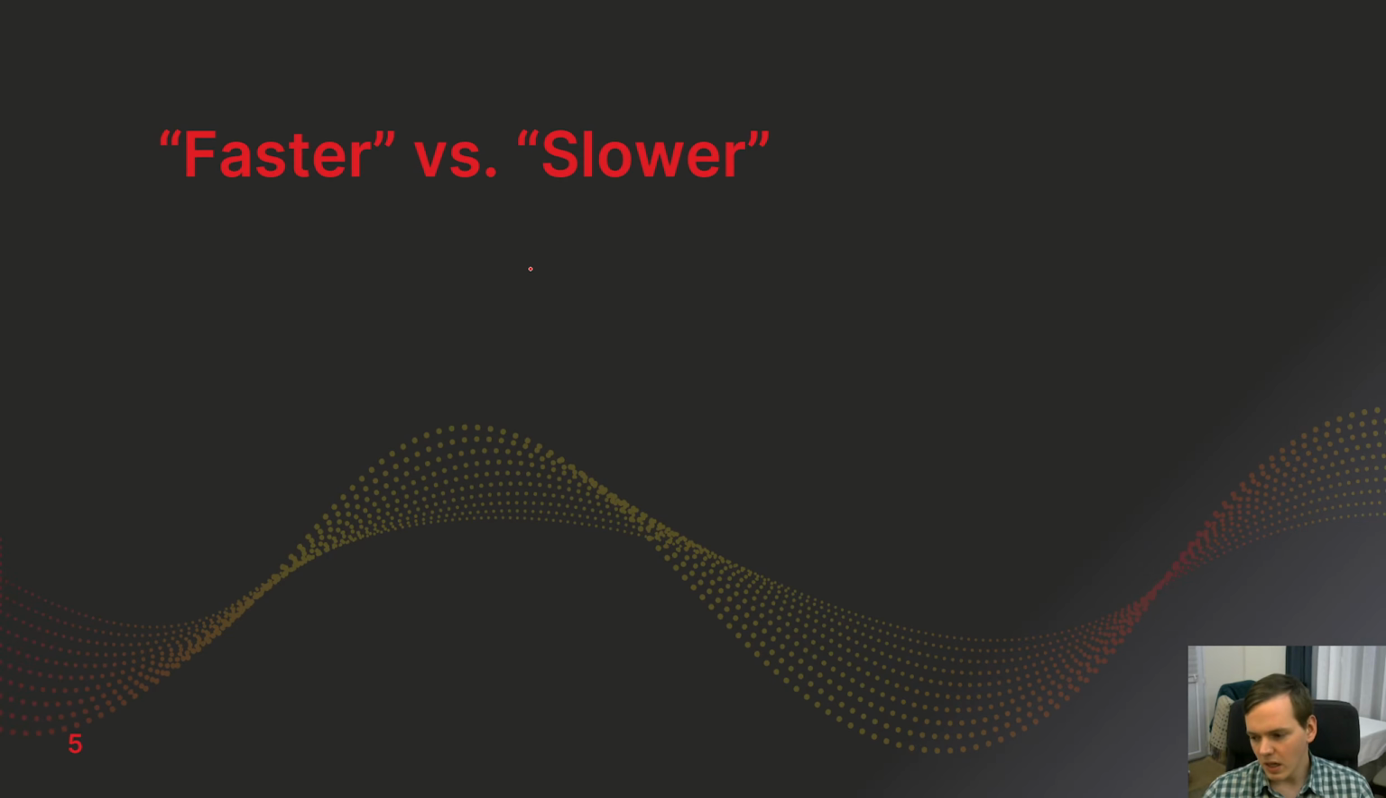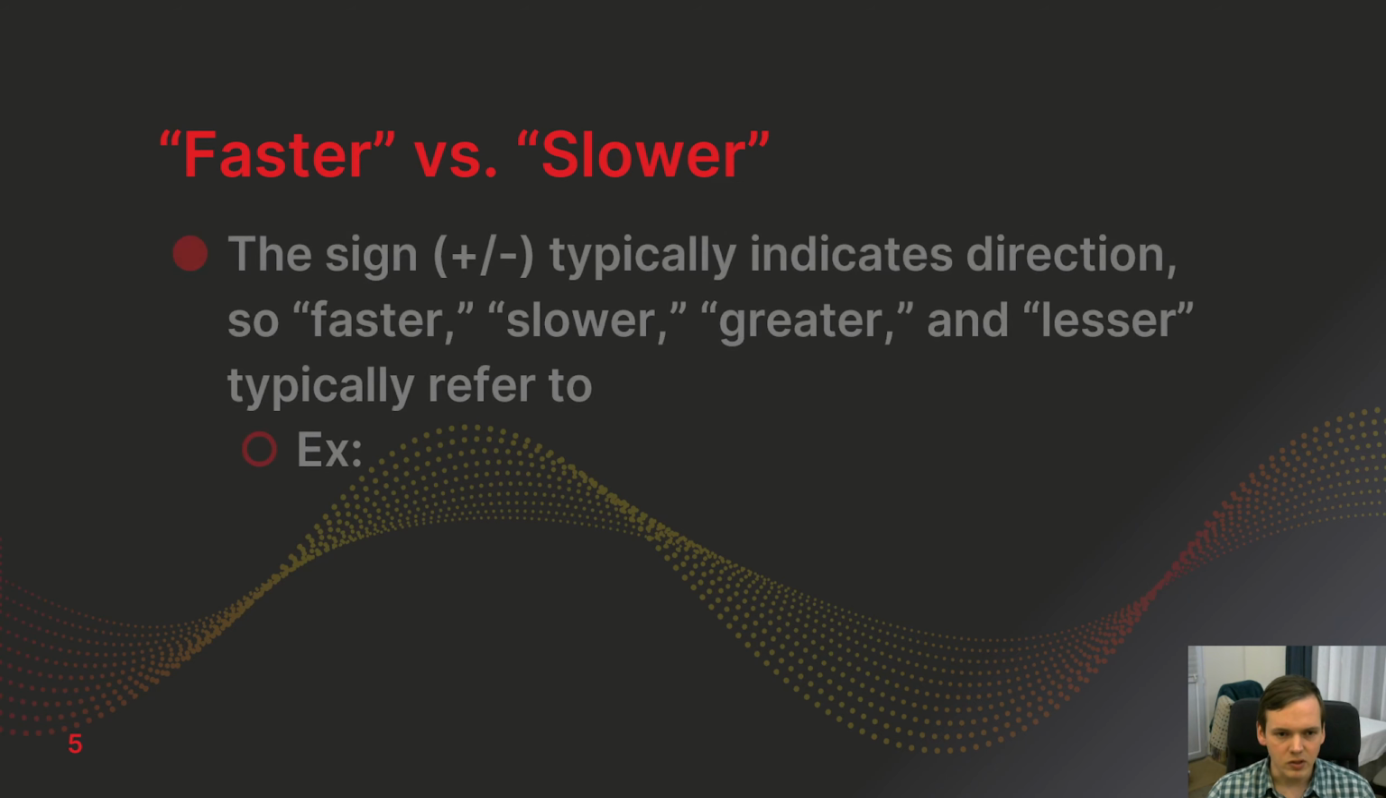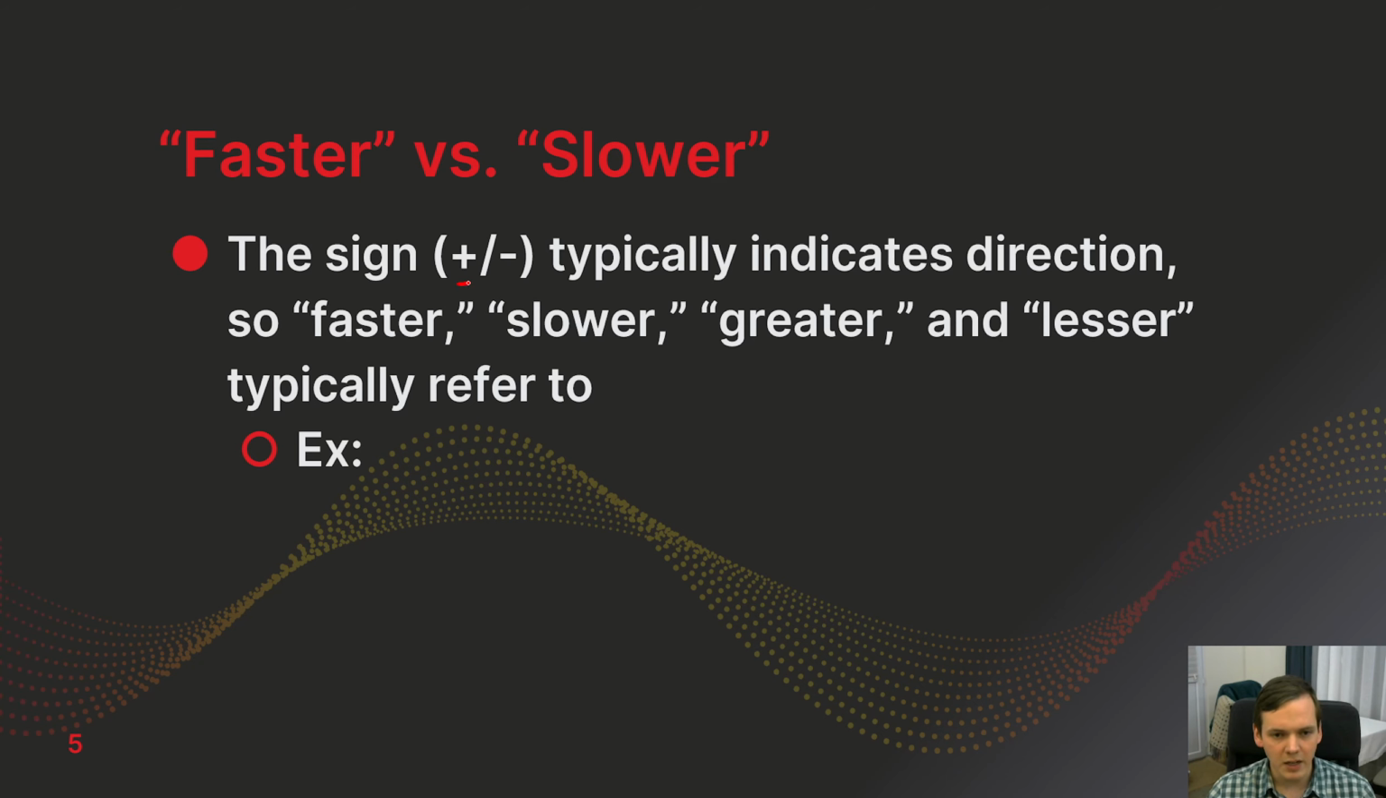So what we want to talk about here now is faster versus slower. Because the sign, positive and negative, typically indicates direction, we might say faster or slower, or sometimes you might say where is there a greater speed or a lesser speed, or a greater velocity or a lesser velocity. This is typically referring to the magnitude. And so this example should help.